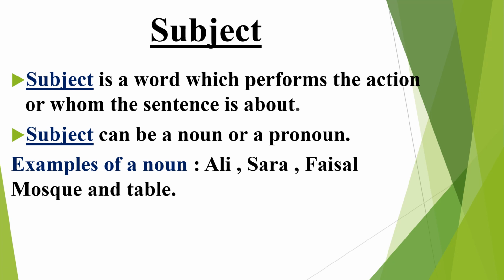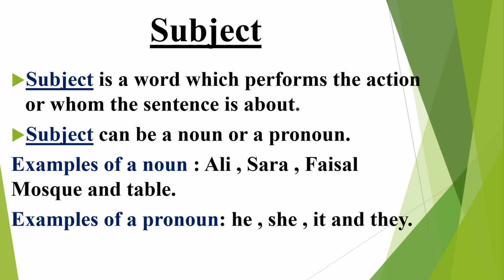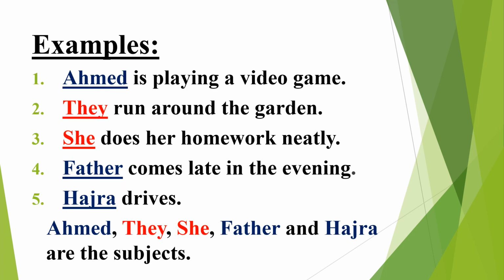Let's look at some of the examples. Ali, Sarah, Faisal Mosque and table are the names of person, place and thing. So these are the examples of noun. Let's look at the examples for pronoun. He, she, it and they are called pronoun. Let's look at some of the examples.